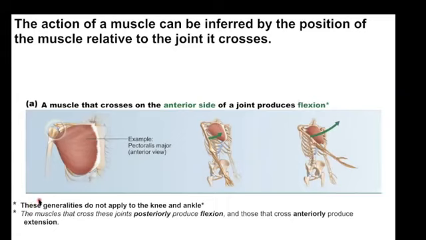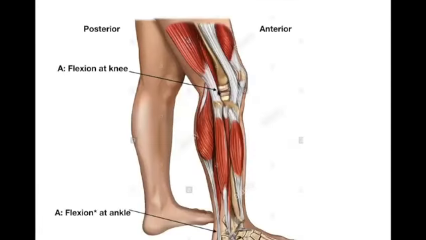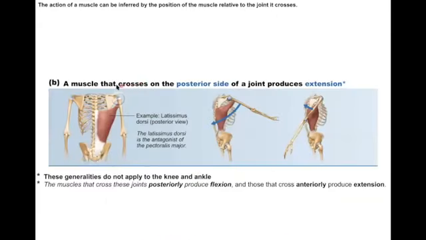And the big major exception is that once you get to the knee and ankle, it's going to switch around, based on that flexion movement of your knee bringing your leg closer to your body. That's a flexion movement. So here's that flexion around the knee joint right here. All those muscles, your hamstrings, your soleus, and then flexion at the ankle, are going to be around the posterior part, right? So a muscle that crosses the posterior side produces extension for your upper body. And then again, that doesn't apply to the knee and ankle.